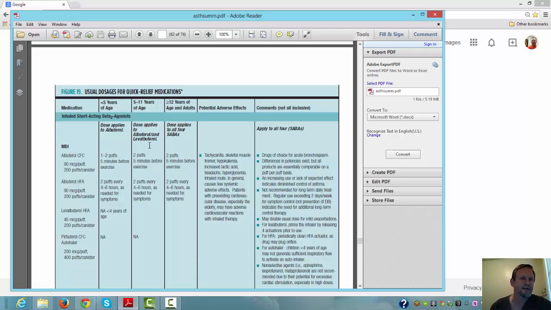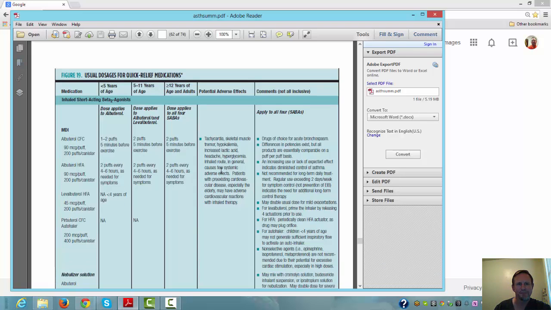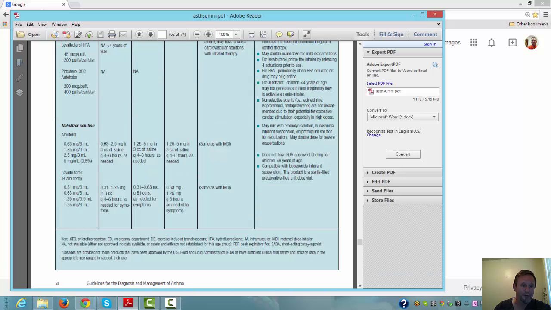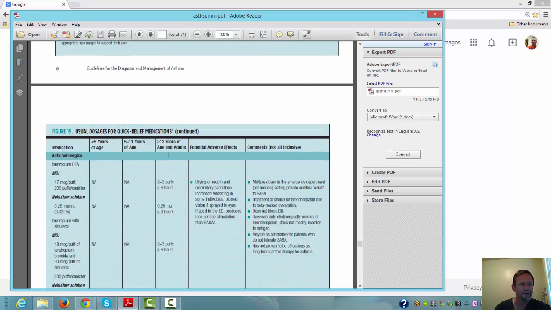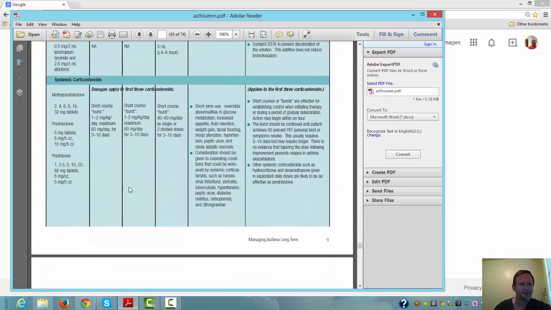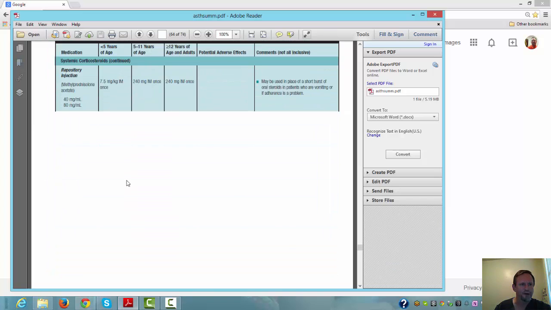You don't see a lot of levalbuterol. It's not much more effective than albuterol. I think it's more expensive. And then you see 2 puffs here, and potential adverse effects: tachycardia, skeletal muscle tremor, hypokalemia, etc. These apply to all 4 short-acting beta agonists. And then nebulizers. You can set people up on nebulizers, metered dose inhalers, whatnot. So these are great tools here if you just use them.